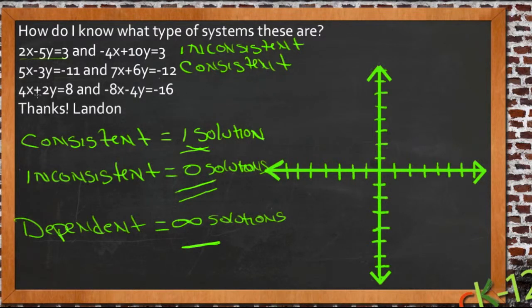And then for our last one here, we have 4x plus 2y equals 8, and negative 8x minus 4y equals negative 16. Now for this one, if we were to just take this first equation and multiply everything by negative 2, 4x would become negative 8x, 2y would become negative 4y, and 8 would become negative 16. So these two equations are equivalent. They're the same thing. So this one here is a dependent system.